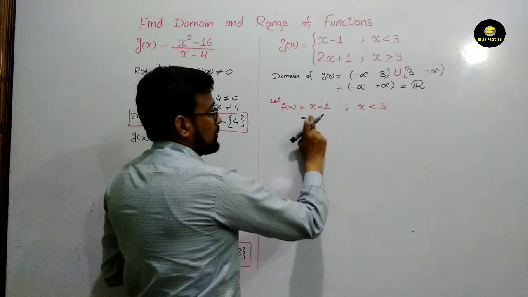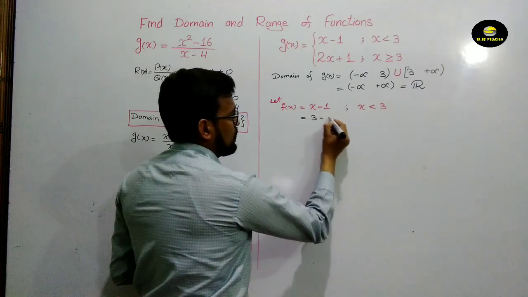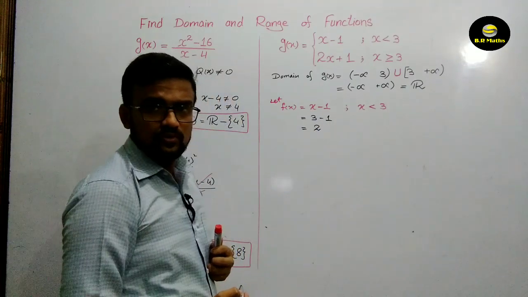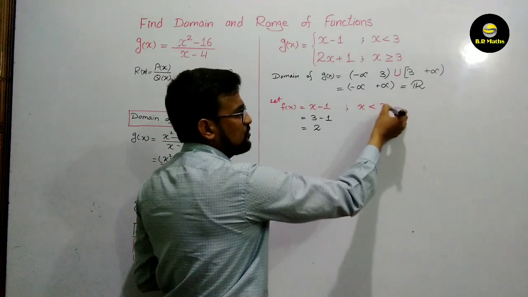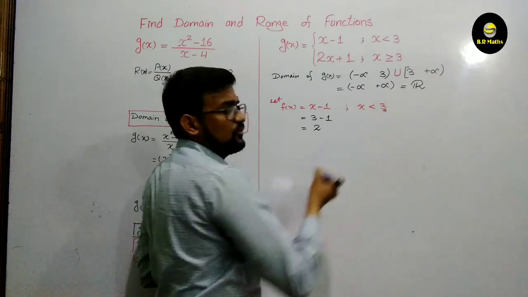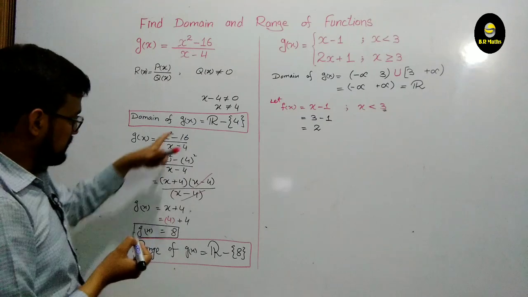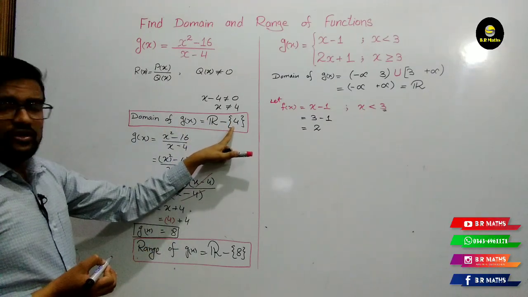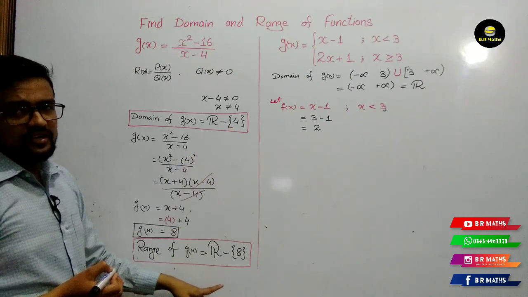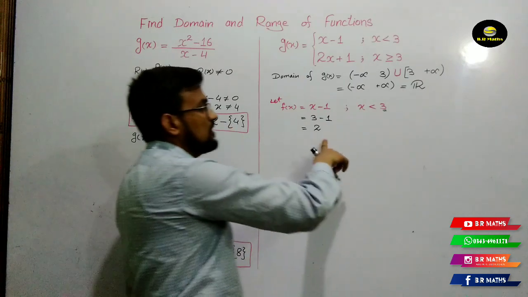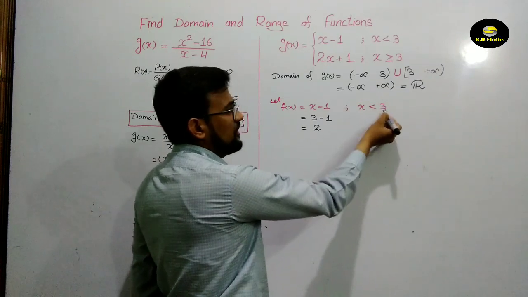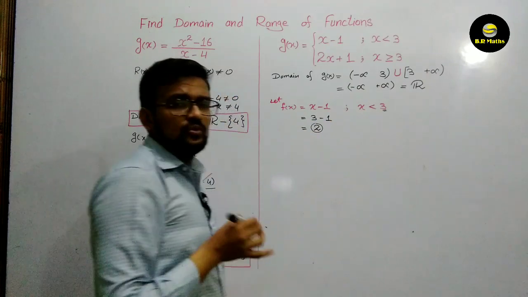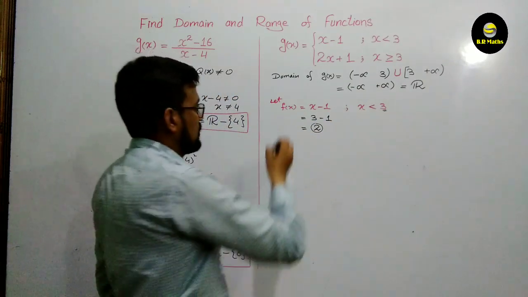Put 3 in this function: 3 minus 1, and the value is 2. It means, student, according to this domain, 3 is not included. Similarly, if 4 is not included in the domain, then the corresponding 8 is also not included. Similarly, since 3 is not included in the domain, 2 is not included in the range.